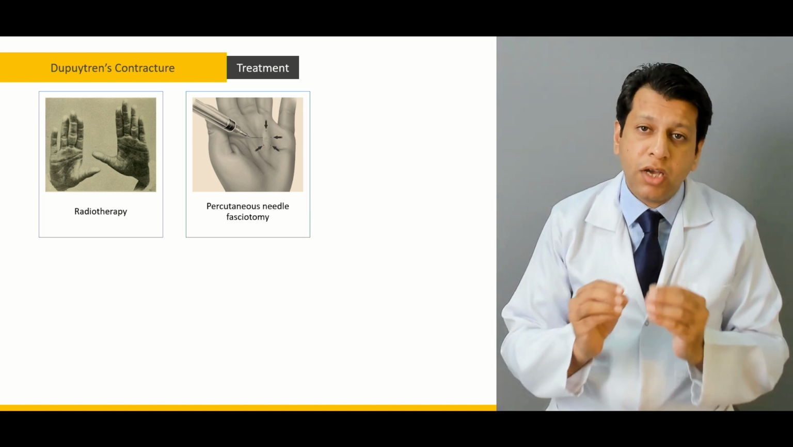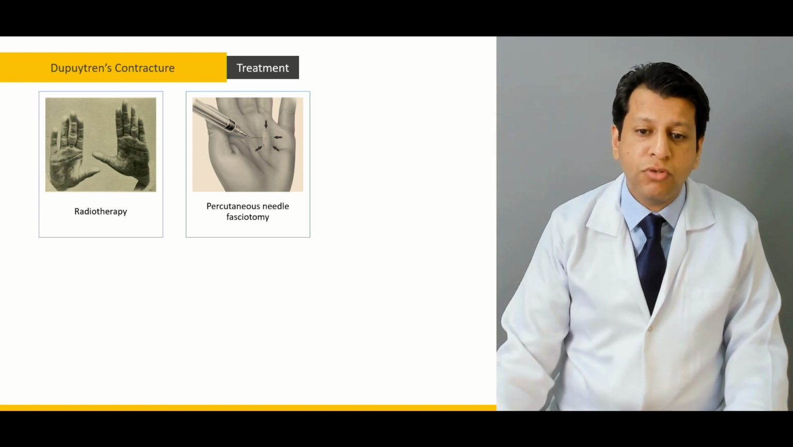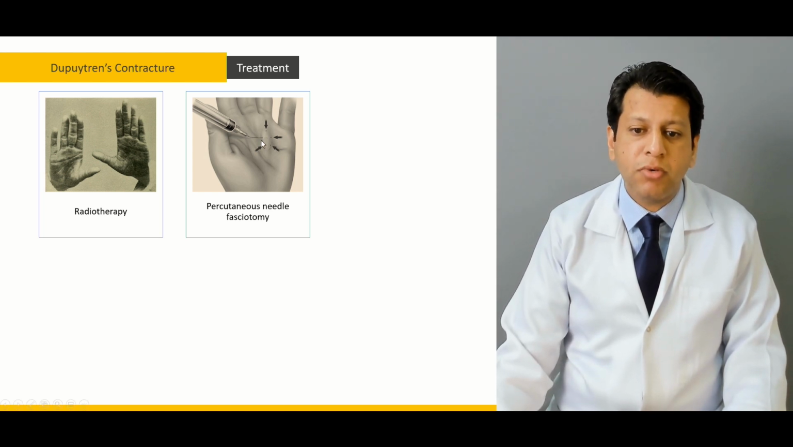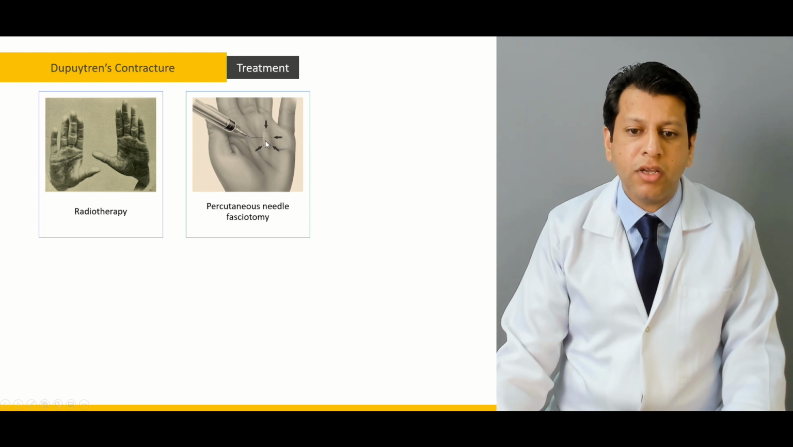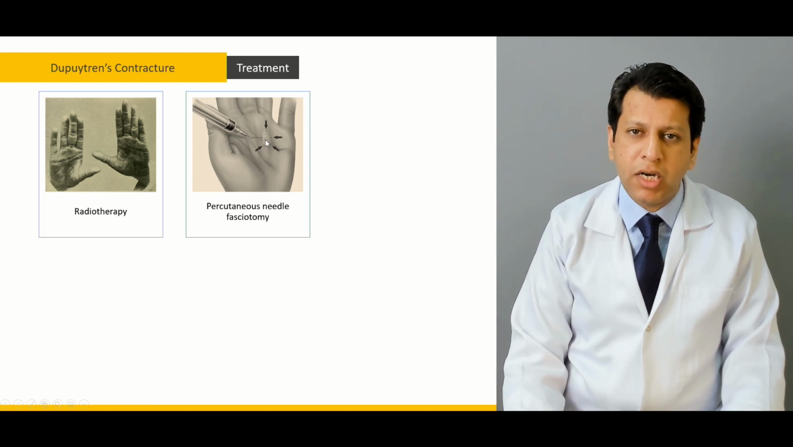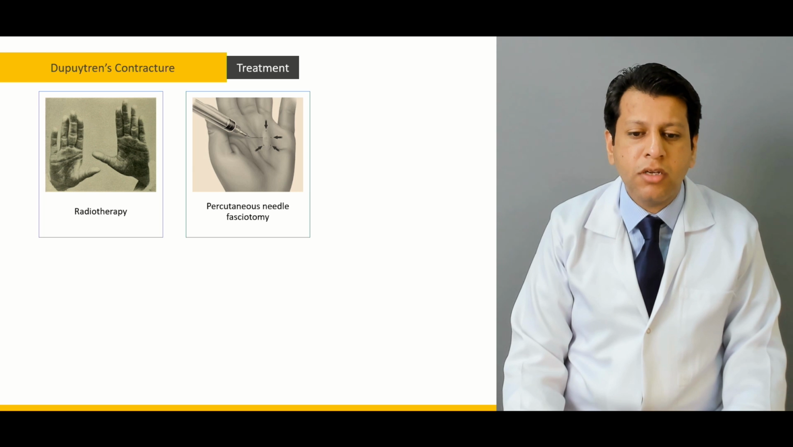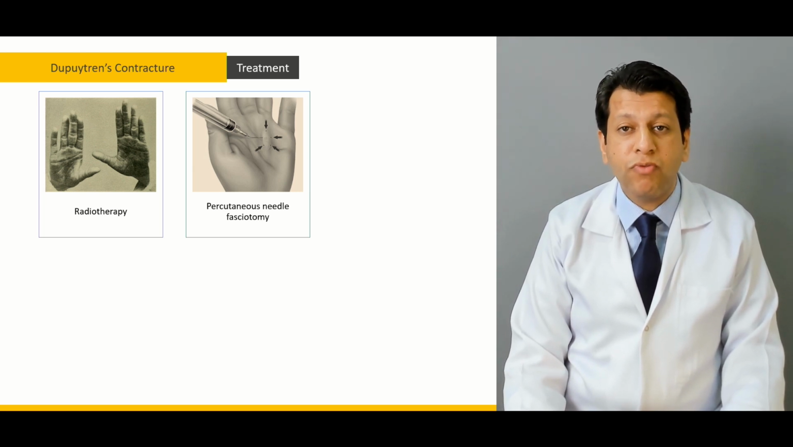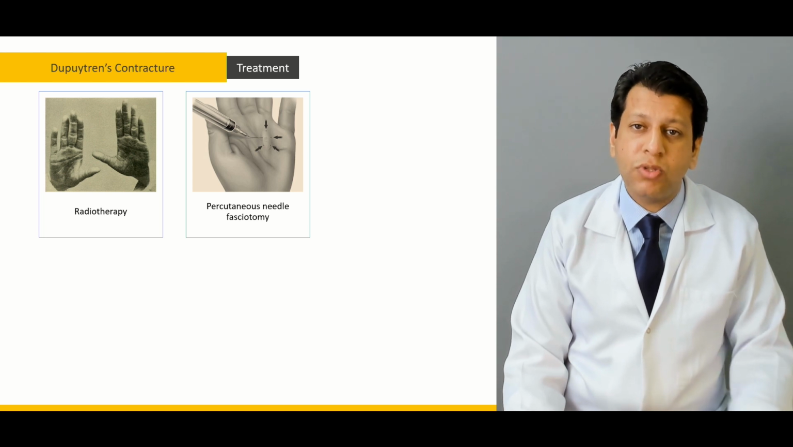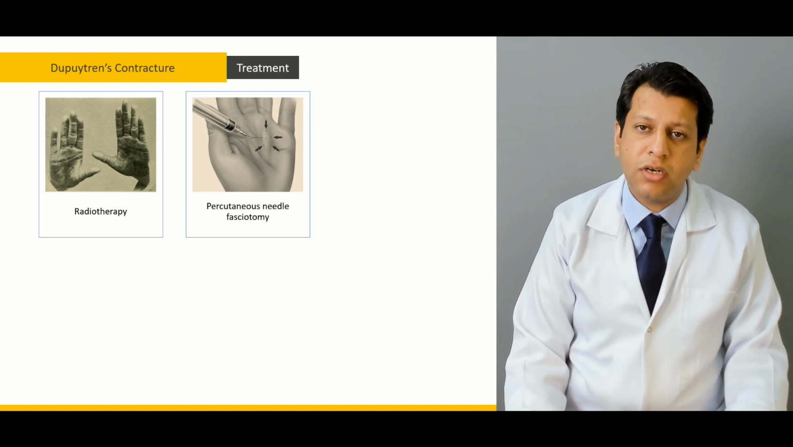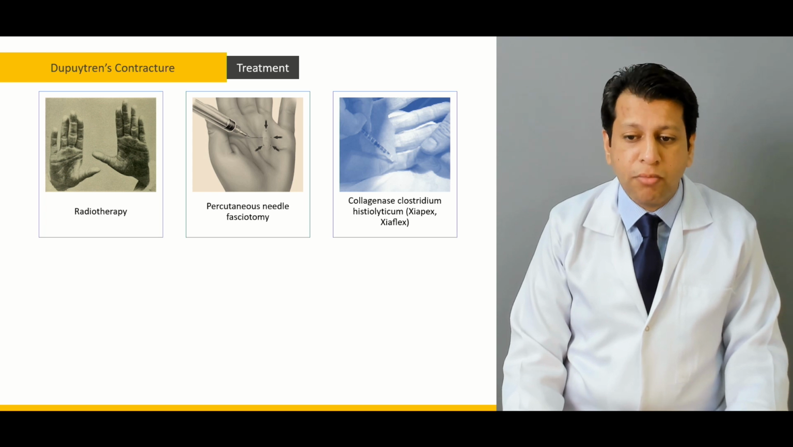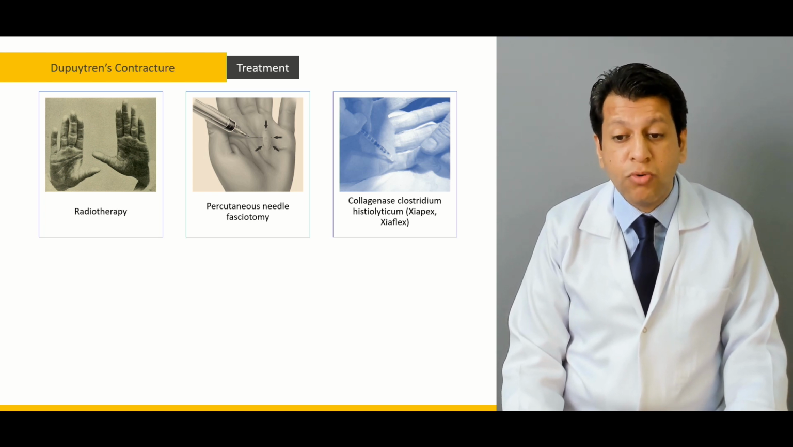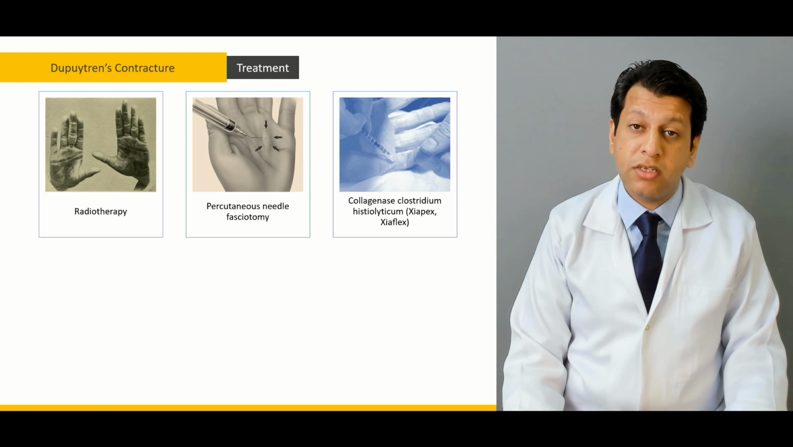Now, if there is only an isolated thick nodule, which is usually present in the distal palmar crease over here in the ring or the middle finger, and it's quite limited disease, then percutaneous needle fasciotomy can be done, and this nodule can be broken by use of a needle, but this always has a high recurrence rate. Other options include collagenase injection.